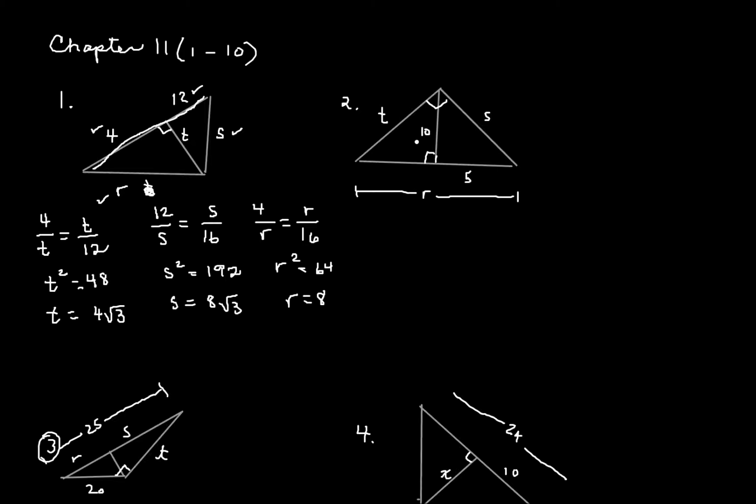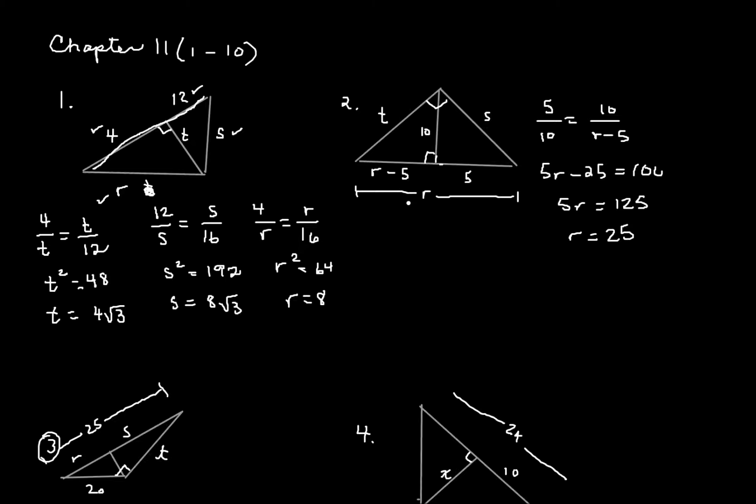Okay, next one, number 2. We have the altitude. Remember, the altitude is the mean proportion to the segments of the hypotenuse. If this is 5, then this is R minus 5. So let's just set that up. It's the mean proportion, so the altitude is going to go in the mean position, and it's going to be to the segments of the hypotenuse. So it's 5, and the other one is R minus 5. If we cross multiply, we get 5R minus 25 equals 100. 5R equals 125, and R equals 25. So that is that. We need other parts to this, though.